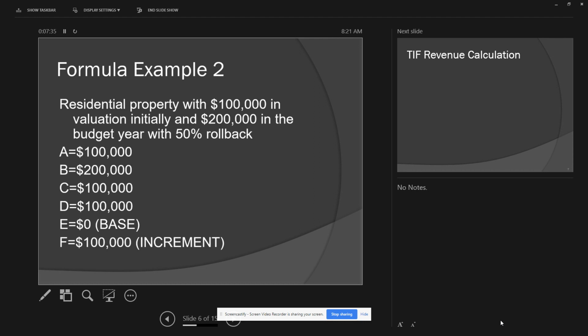If our rollback amount is 50%, we know that the rollback is 100,000. And then our taxable value, what's left, of course, is 100,000, right? So A minus C is going to give us our base value. If we do A minus C, 100 minus 100 is going to leave us with 0 for the base. So there's 0 available for the base to tax against. But then we do D minus E, $100,000 in increment. So the increment again captures all that growth. The rollback is applied to the base, which in this particular instance goes to 0.